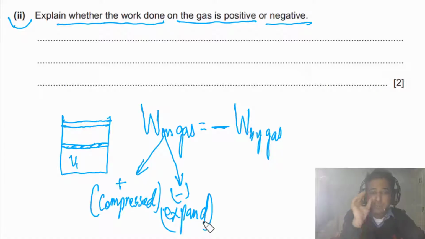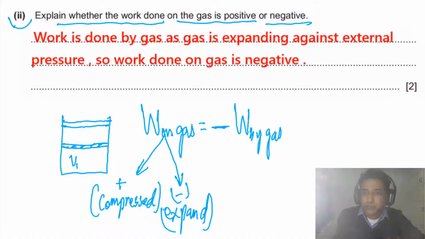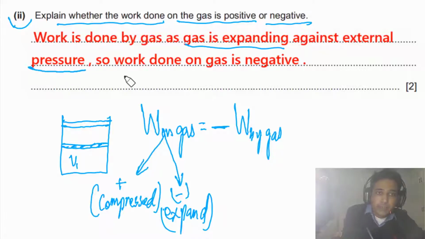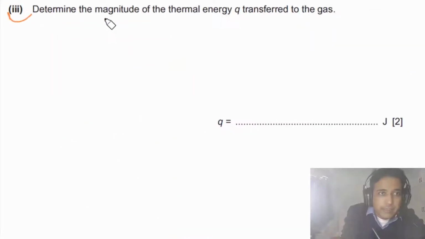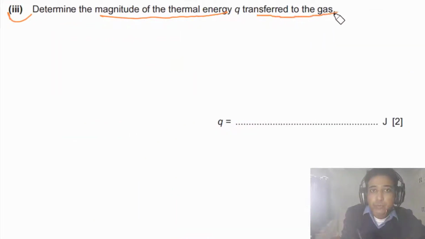In this case the gas is expanding, so work done on gas is negative, and work done by gas is positive. This is simply what you need to write down. You can say work is done by the gas as the gas is expanding against external pressure, so work done on gas is negative. The third part says determine the magnitude of the thermal energy Q transferred to the gas.